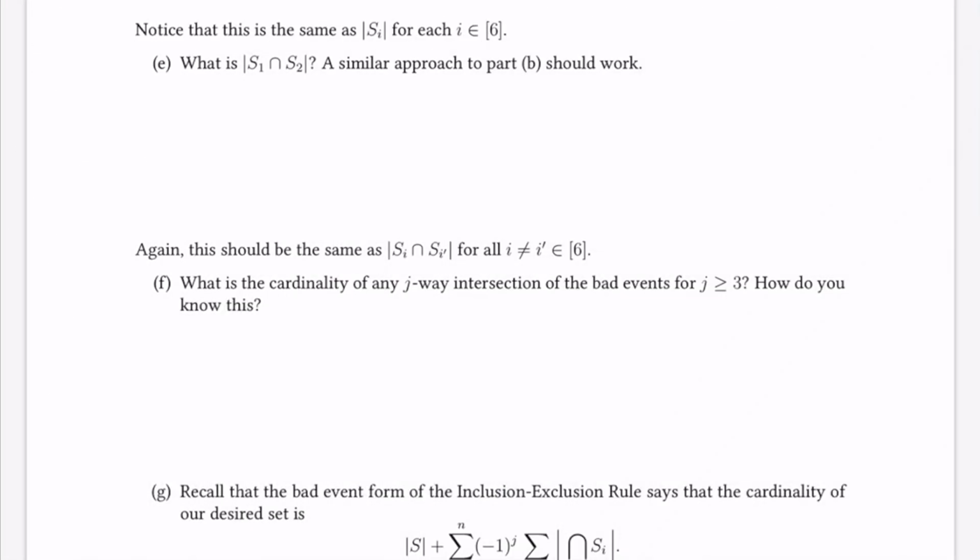Hi, my name is Tia, and I will be walking you through questions E through G. So question E asks us what the cardinality of the intersection of S1 and S2 is. Take a couple minutes to think about the question, pause the video, and then we'll go over the answer together.